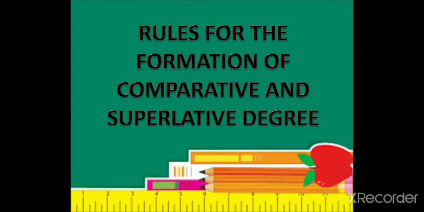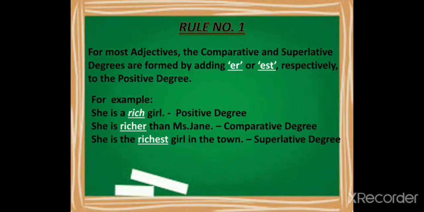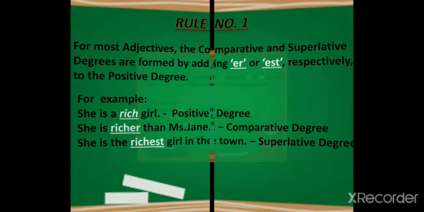Rules for the formation of comparative and superlative degree. Rule number 1. For most adjectives, the comparative and superlative degrees are formed by adding er or est respectively to the positive degree. For example, she is a rich girl. Rich is in positive degree. She is richer than Miss Jane. Richer is in comparative degree. She is the richest girl in the town. Richest is in superlative degree.